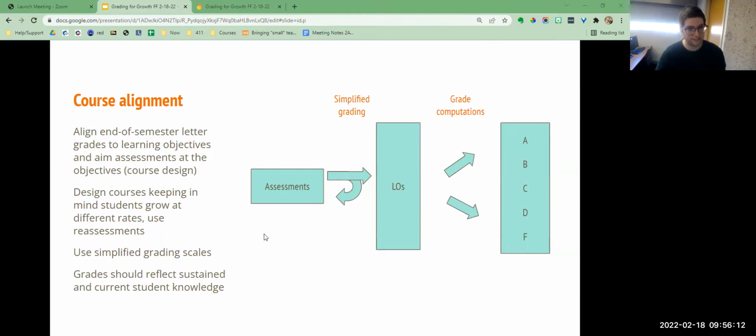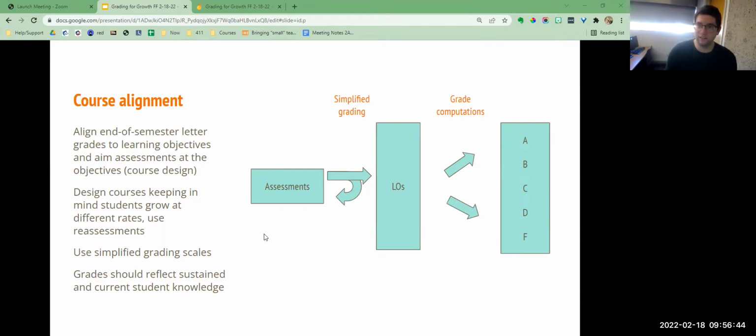I build in reassessments of knowledge because those letter grades are an end of the course metric. If they meet the standards by the end of the course, that's where I'm happy, right? So building in reassessments is super important, because it should also reflect sustained knowledge. This is something I didn't really talk about, but if a student has a lot of variation in their grades, that is an issue. It indicates something.